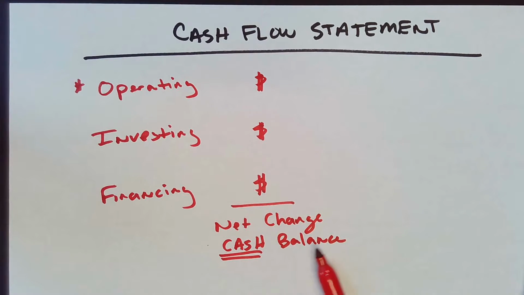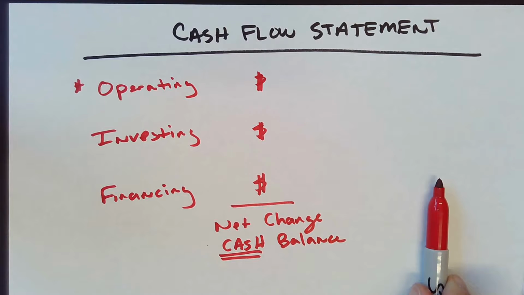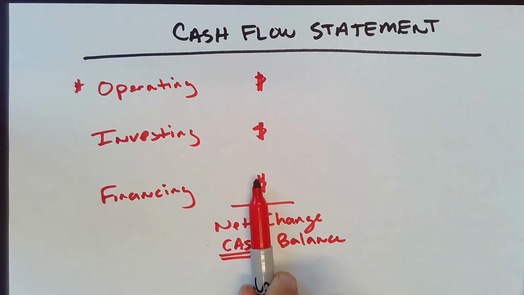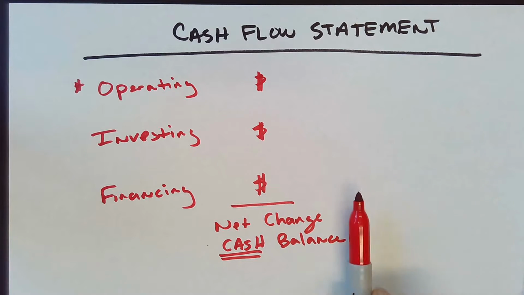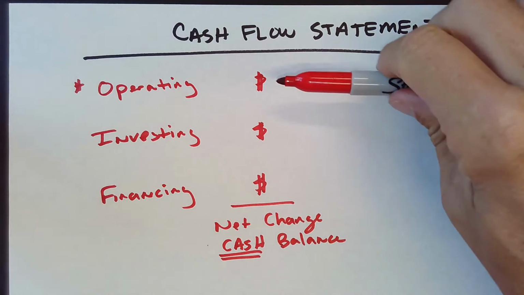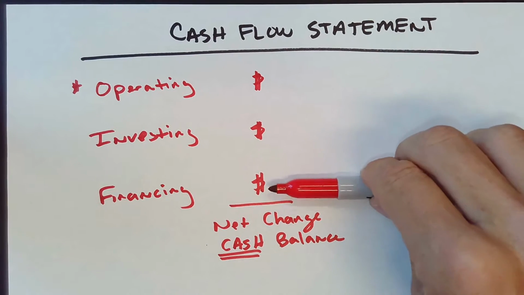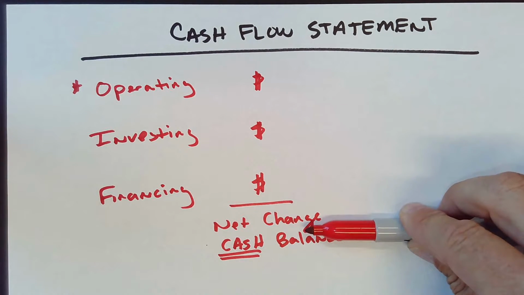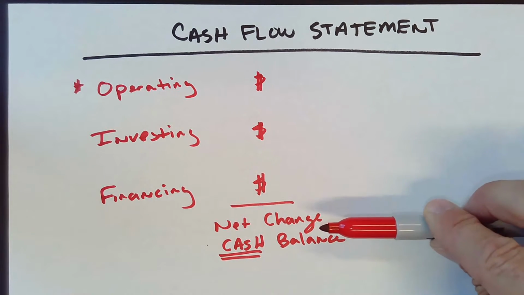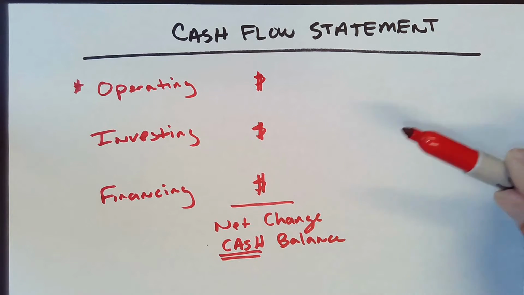So I should always be able to look at my balance sheet and look at the ending balance last year and the ending balance this year. The difference between those is my net change in cash. These three components have to add to that net change in cash. If they don't, then your financial statements don't make sense.